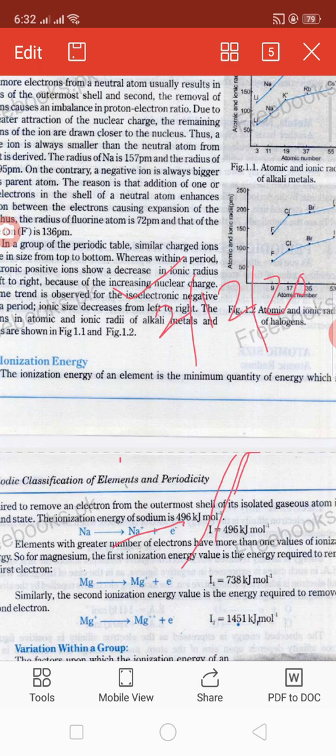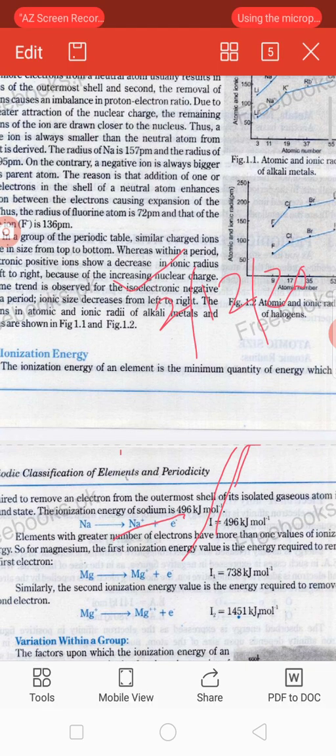So when a magnesium atom becomes a gaseous ion, it pulls the outermost electron closer toward the nucleus. Hence, more energy is required to remove the second electron. The second ionization energy is higher than the first, and its value is 1451 kilojoules. So we learn about the number of valence electrons from the ionization energy values.